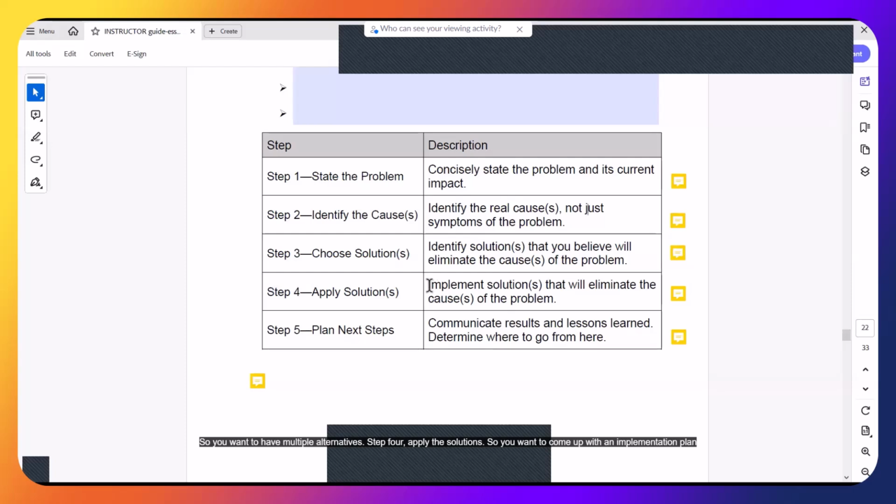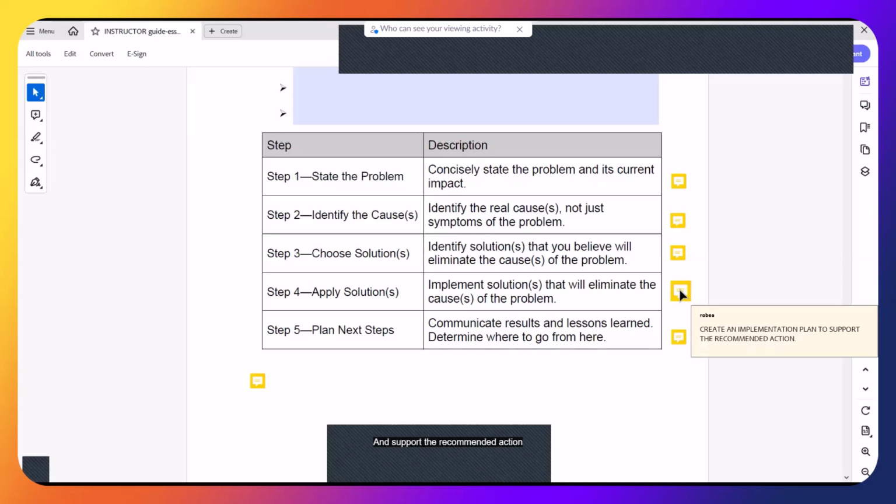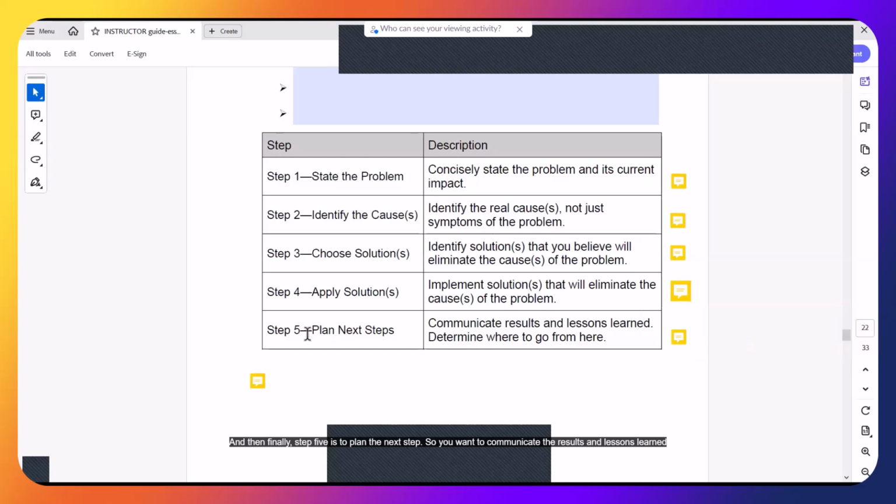Step four, apply the solutions. So you want to come up with an implementation plan and support the recommended action with data. And then finally, step five is to plan the next step. So you want to communicate the results and lessons learned and determine where to go from there.